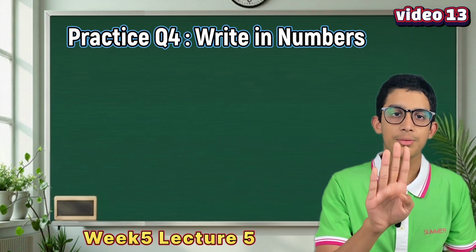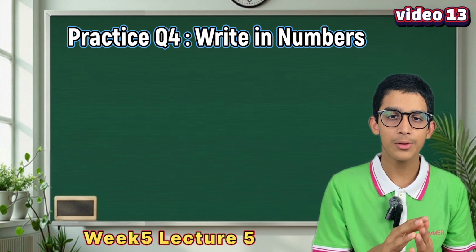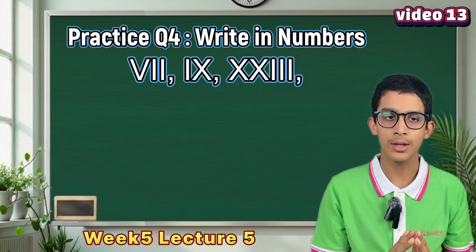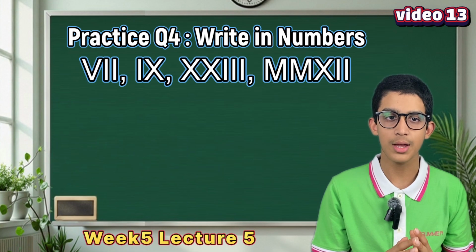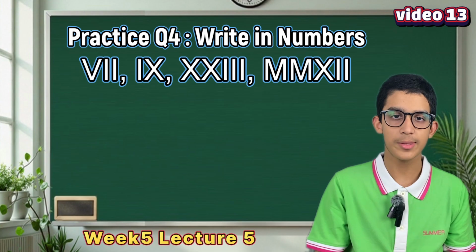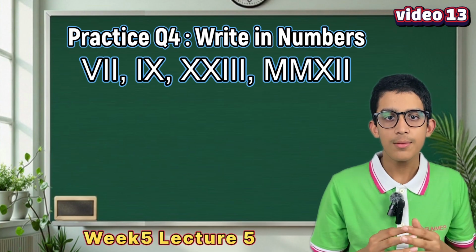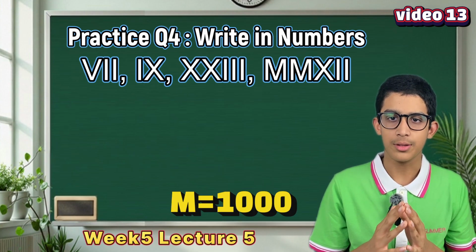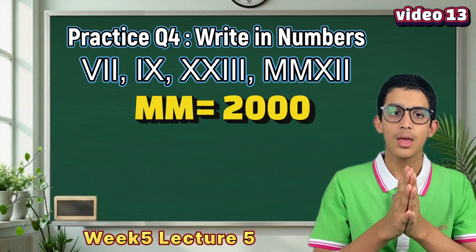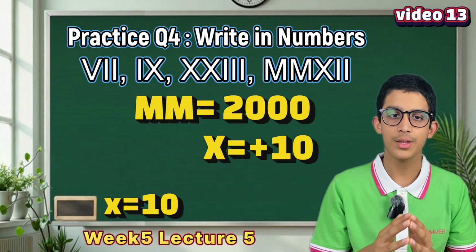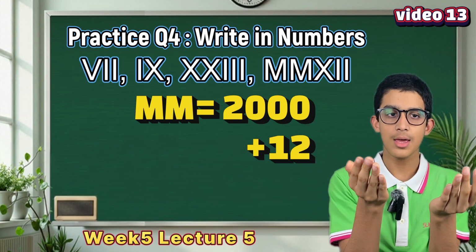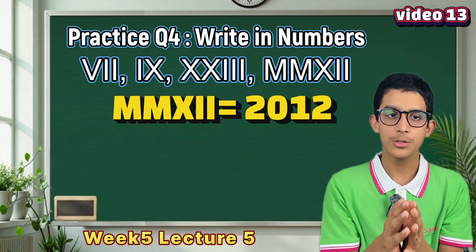Practice question 4. Write the Roman numerals as numbers: VII, IX, XXIII, MMXII. Please try the first three. Let's do the last one. M represents 1000, so MM equals 2000. Then we have X as 10 and II as 2, or together 12. So the number is 2012.